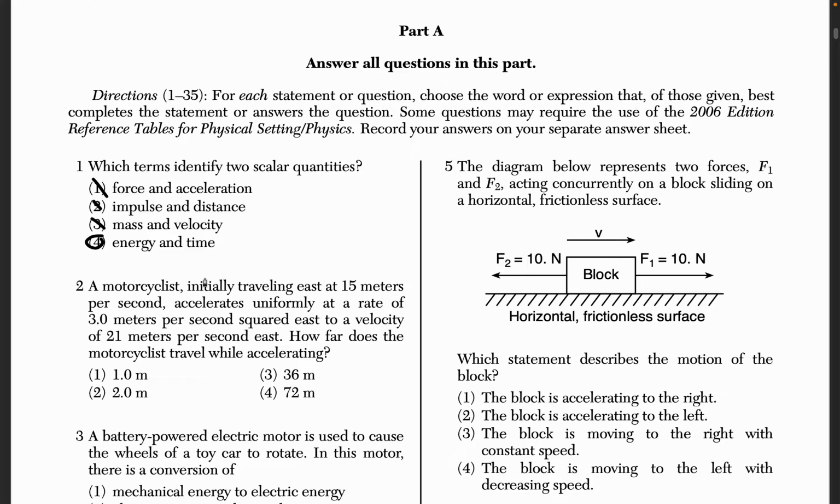Number 2. A motorcyclist initially traveling east at 15 meters per second. Okay, so let's label that. We have v initial equals 15 meters per second, and then it accelerates, so 3 meters per second squared, so this is our acceleration. And then we have a final velocity of 21 meters per second east. So we're looking for the distance, right? So how far, d.